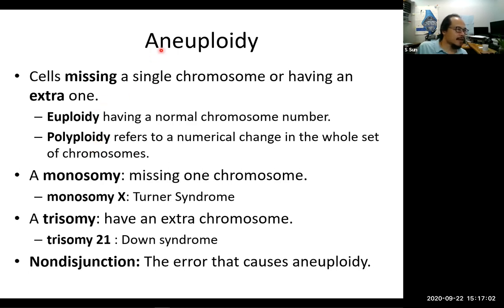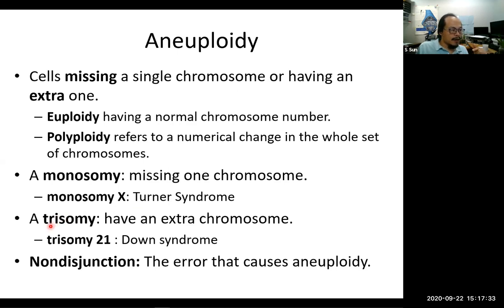With aneuploidy, we may have some conditions in which one is missing. Missing one is called monosomy. Monosomy X means that the 23rd chromosome should be either XX or XY, but it's only X, so it's monosomy X. This is called Turner syndrome. This affects the female.